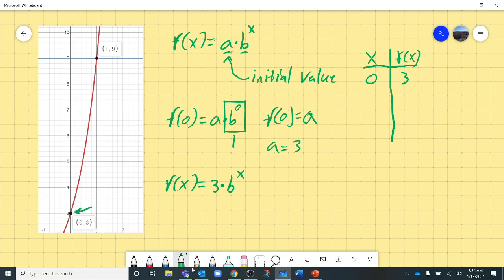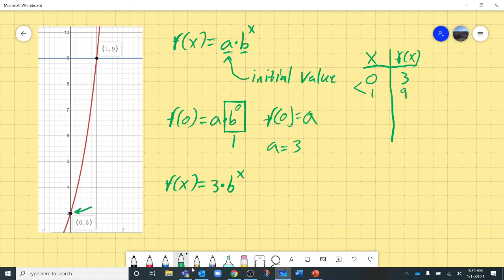And even in the book, when they ask you to do this, except I can't currently see any of those examples, they'll give you points to look at. So really, you're doing the same thing as if you're on a table. If x is equal to 1, then f of x is equal to 9.